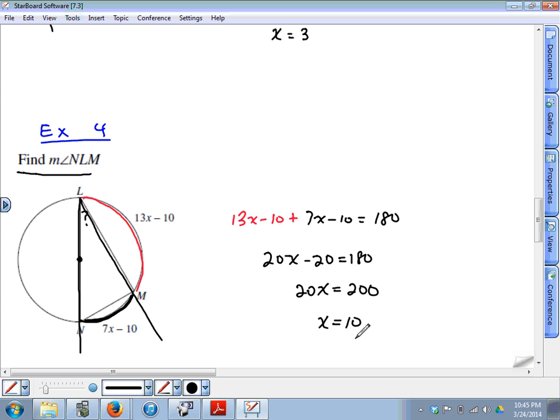Keep in mind though, the directions weren't simply to solve for x. It was to find the measure of angle NLM. Now that we know what x equals, we can plug it in right here for this x. 7 times 10 is 70 minus 10 is 60. So the measure of the arc is 60 degrees. Because this is an inscribed angle, we know that angle is going to be half. So the angle is 30 degrees.